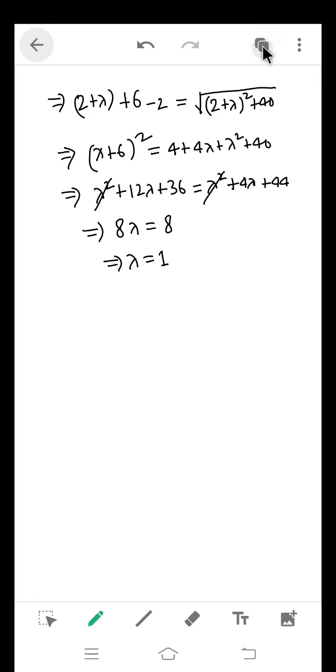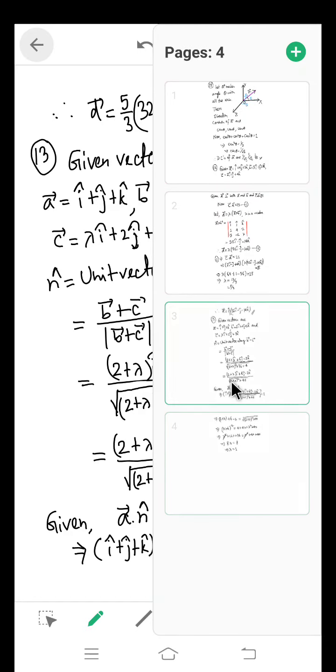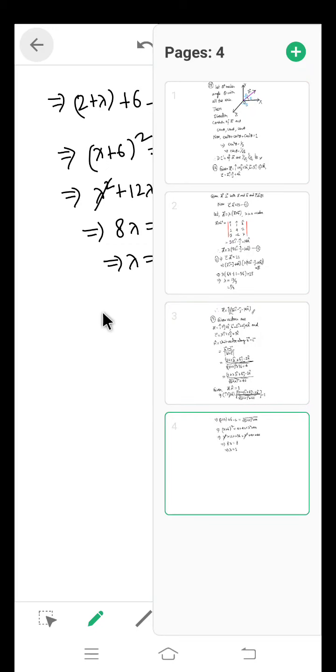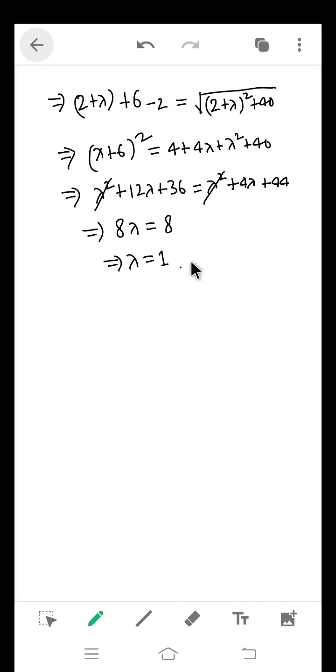So lambda जब 1 मिल गया तो हमको आंसर मिल गया। तो क्या होगा, वही निकालना था, सॉरी, और इसको आगे लिखने का ज़रूरत नहीं है। तो that is your answer, that is the value of lambda.